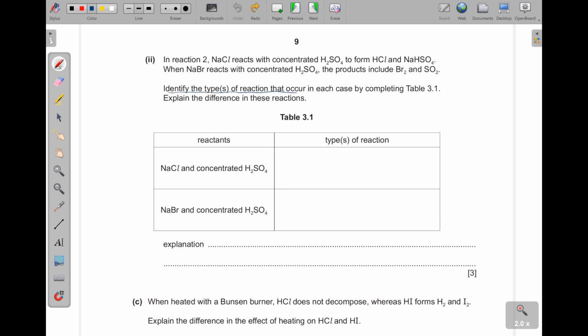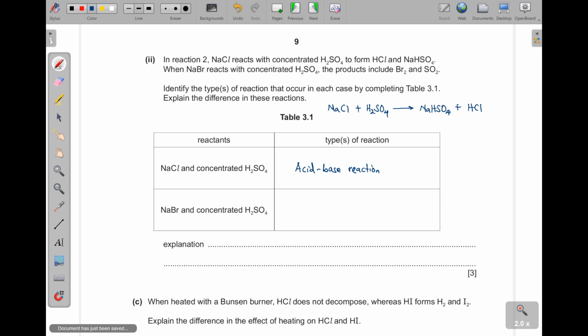Identify the types of reaction that occur in each case by completing table 3.1. Explain the difference in these reactions. Sodium chloride plus concentrated sulfuric acid. The type of reaction here, we only have acid-base. Acid-base reaction. We have sodium chloride plus sulfuric acid, then you get sodium hydrogen sulfate, plus the HCl.